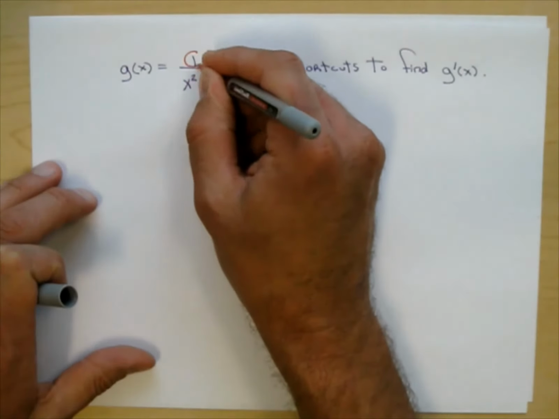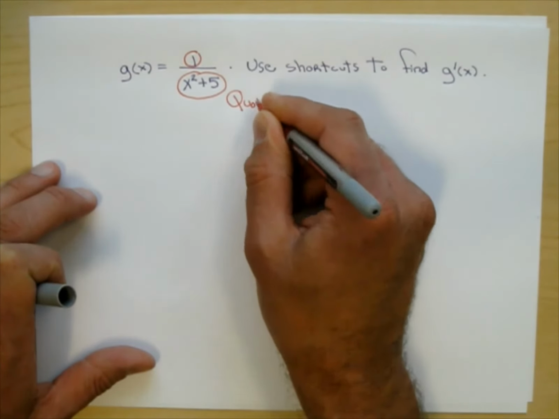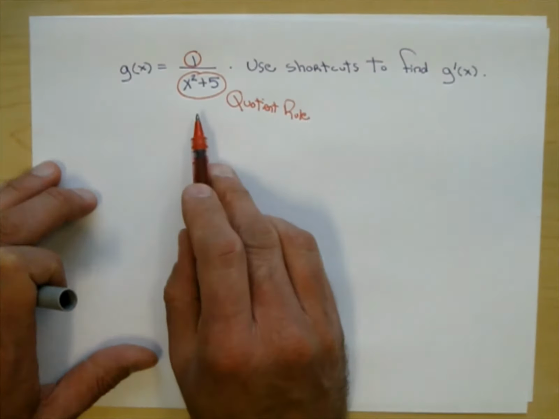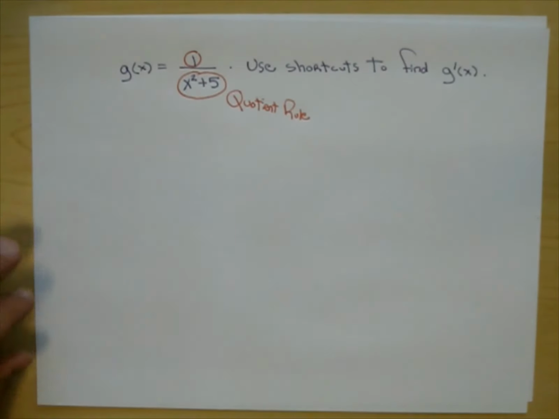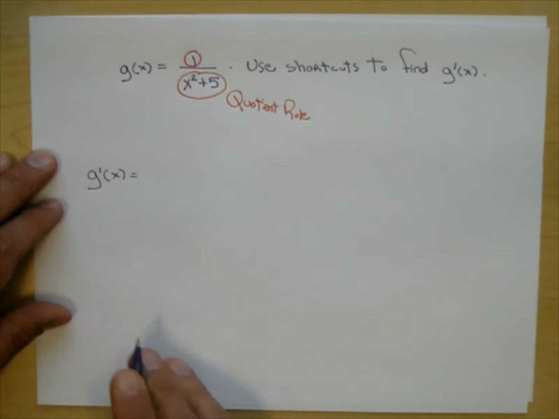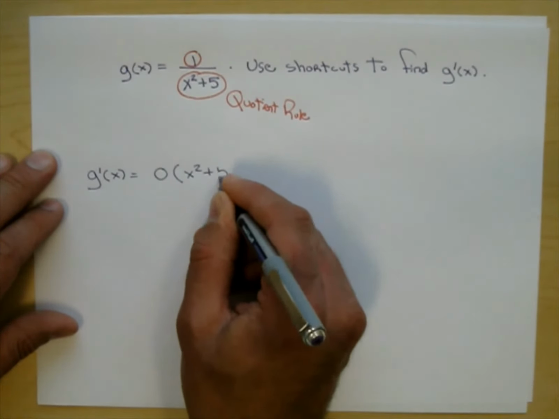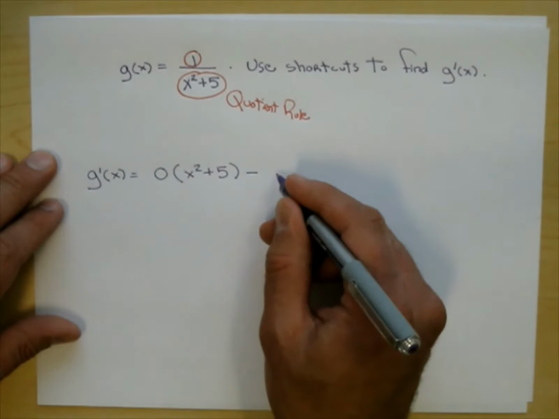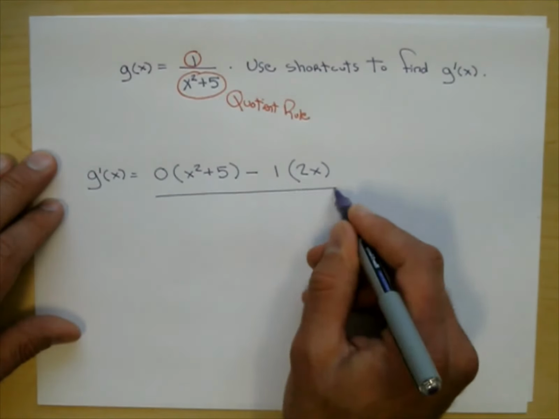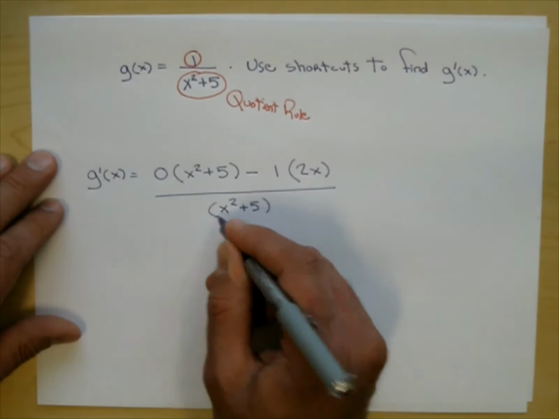Okay, the quotient rule. So there's the top, there's the bottom. I'm using the quotient rule. There's going to be another way of taking care of this problem when we learn something called the chain rule later on, but right now we don't know the chain rule. Okay, the derivative of our function is the derivative of the top times the bottom, minus the top times the derivative of the bottom, which is 2x. This is all over the bottom squared.